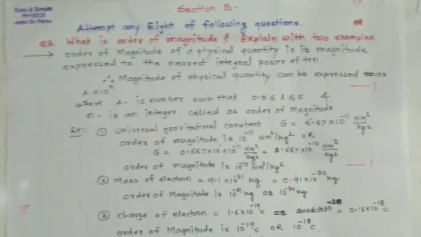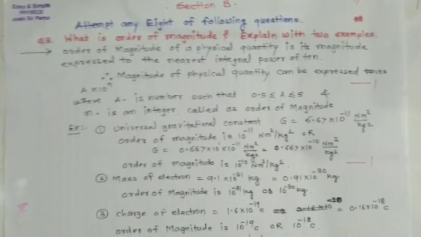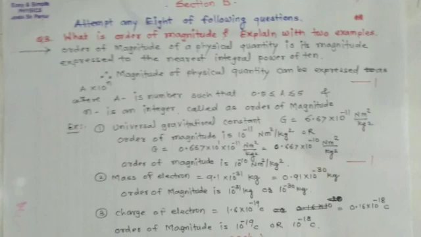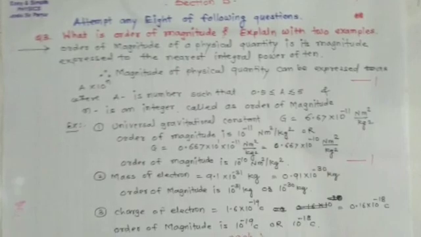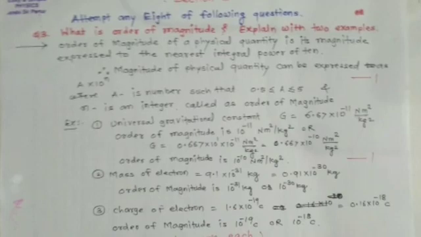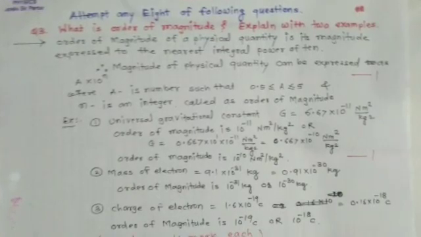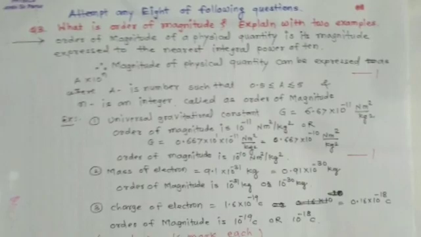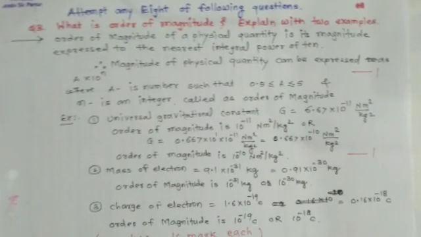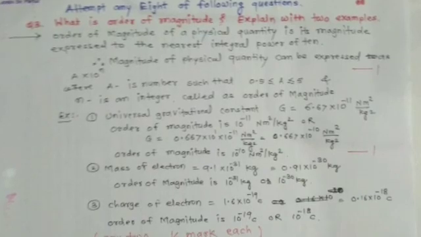Therefore, the magnitude of a physical quantity can be expressed as A multiplied by 10 raised to n, where A is a number such that 0.5 ≤ A ≤ 5, and n is an integer, called the order of magnitude.